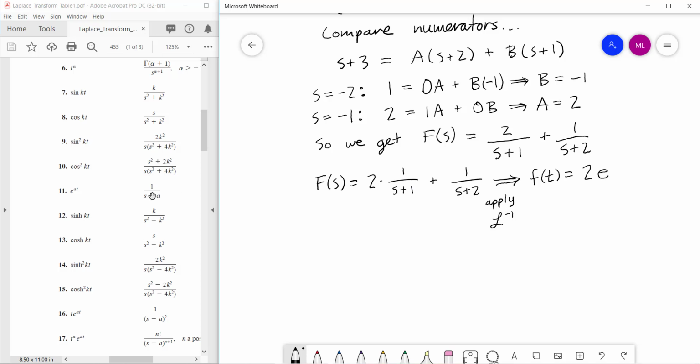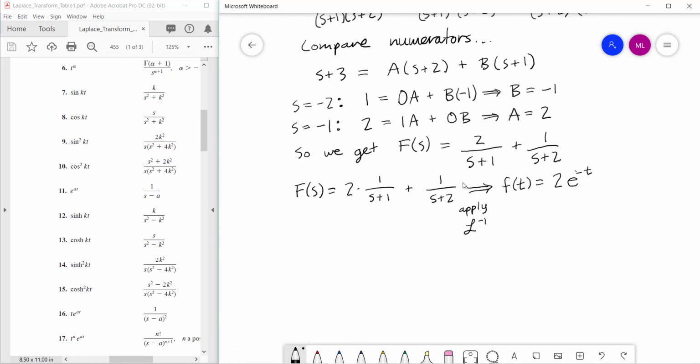So e to the negative t plus, for this form, there's a factor of 1 out in front that we didn't even bother to write. It's just the same as this anyways, and the value of a needs to be negative 2. S minus negative 2 would match this form. So we're going to have a plus e to the negative 2t. And there is our f of t, having done our partial fractions on that one.